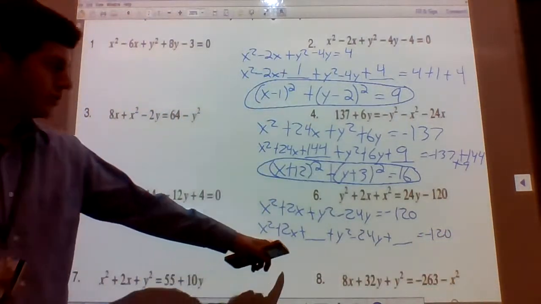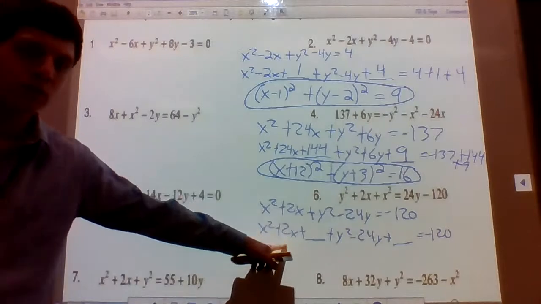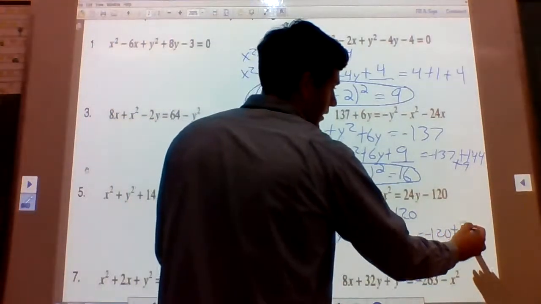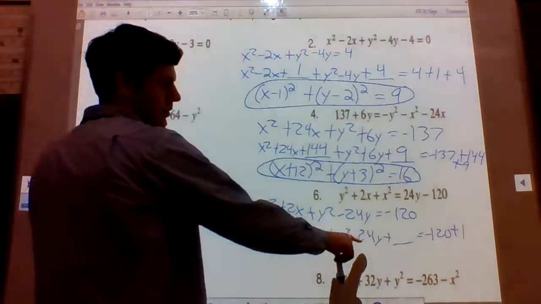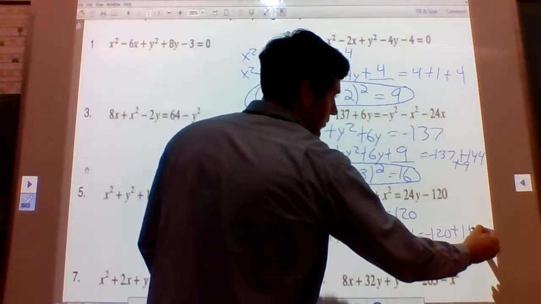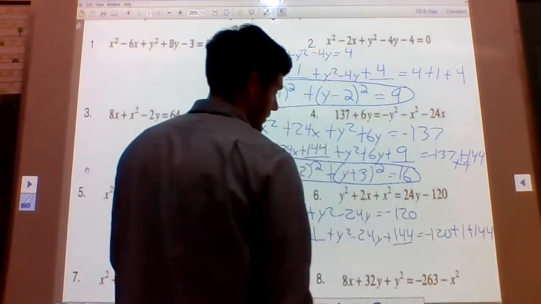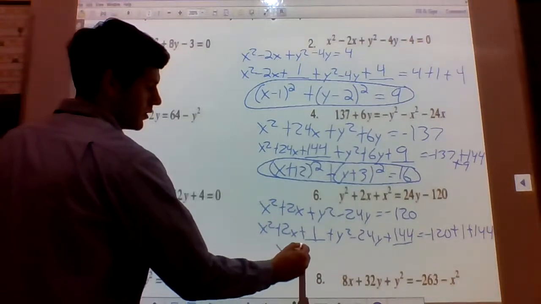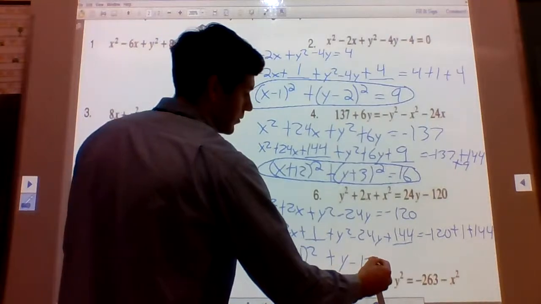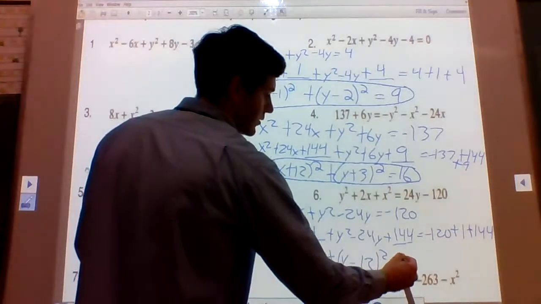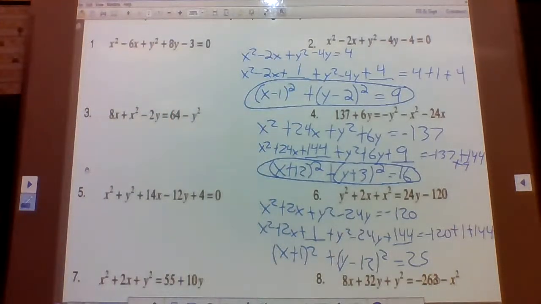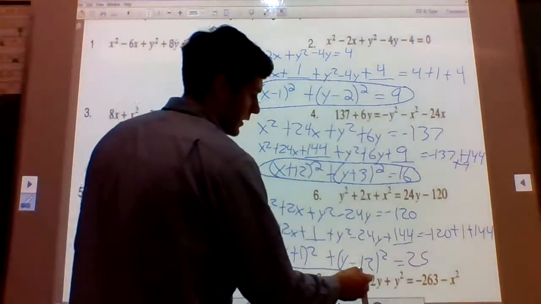Okay, divide 2x. So divide 2 by 2 is 1. 1 squared is 1. Okay, if I add 1 to that side, got to add 1 to this side. 24 divided by 2 is 12. 12 squared is 144. Now we need to add 144 to the other side. Okay, this is x plus 1 squared. We factor it. This one is y minus 12 squared if we factor it, and that's going to equal 25. Okay, and that's the equation we're going to get here.